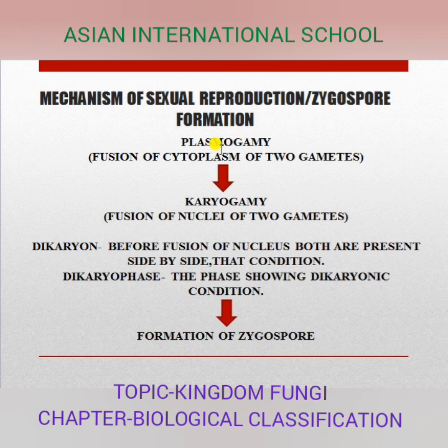So I think plasmogamy, karyogamy, as well as dikaryon and dikaryophase, these four words are very clear to each and everyone, and this is a very small flow chart of sexual reproduction in case of fungi. Okay, so I am going to the next slide.